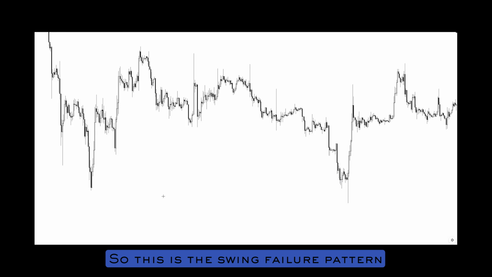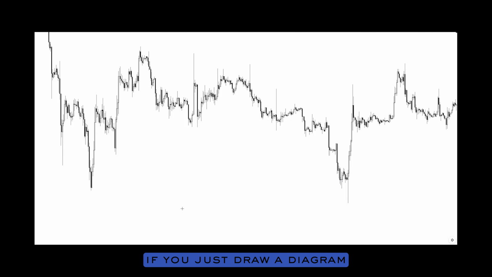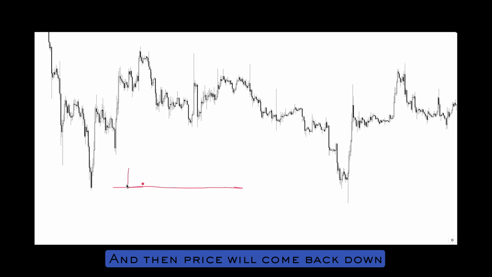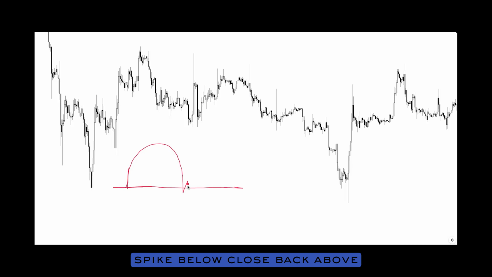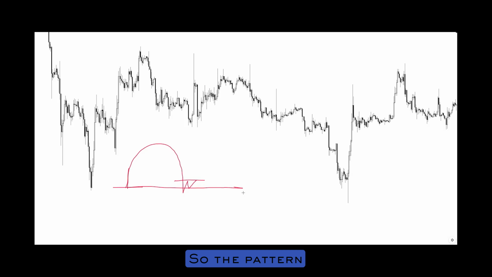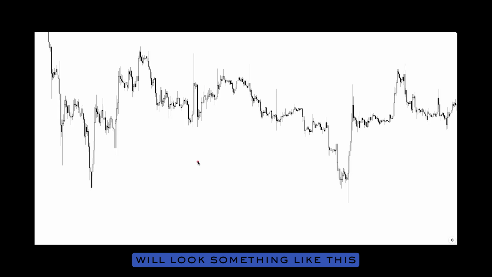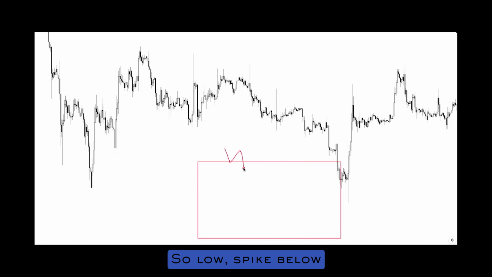So this is the swing failure pattern. If you just draw a diagram, it is very simple. There's a low, and then price will come back down, spike below, close back above, and we're looking for some type of retest. Some traders will wait for the breakout of the high, so the pattern will look something like this. So low, spike below, and then break of this high.